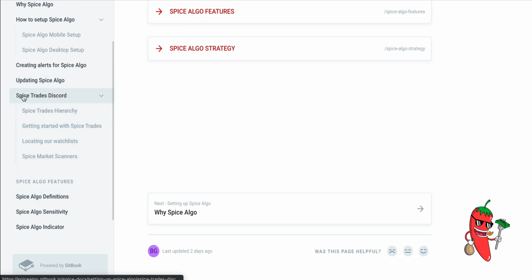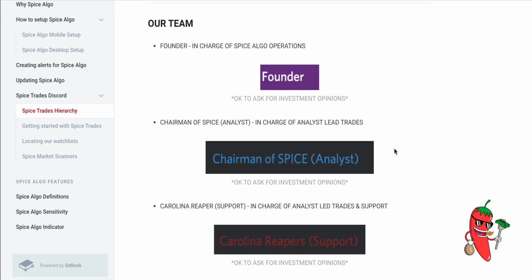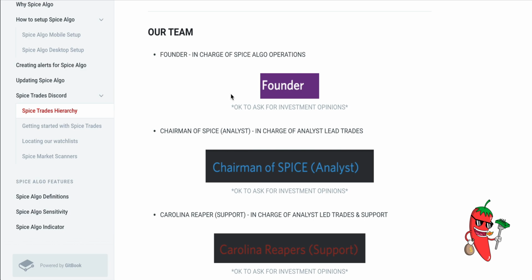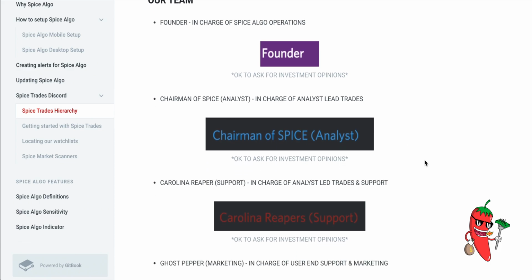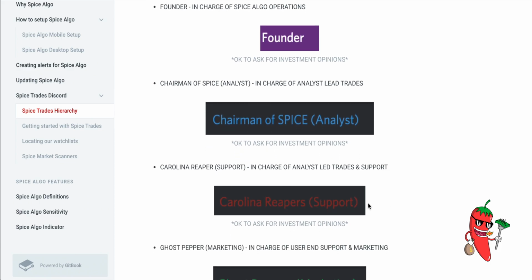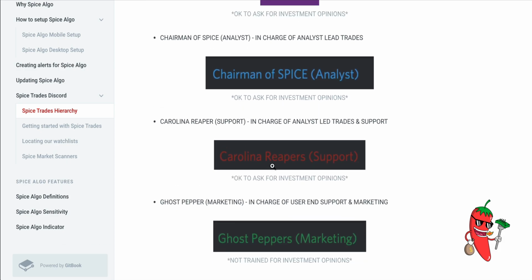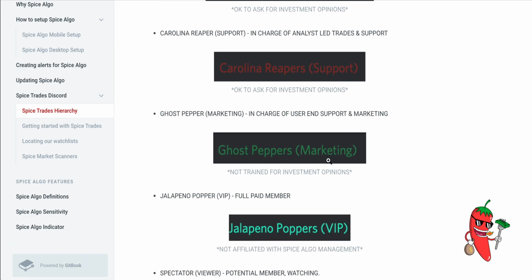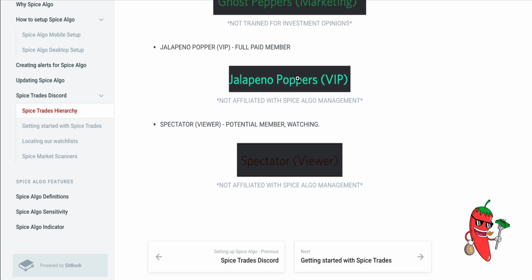But Spice Trades Discord and the hierarchy. This is very important because I feel like a lot of people don't know who is what. So I basically broke down who is what in our team. Founders, Blake and I. Analysts, that is like Syra, Tiffany. Anyone with the blue tag means they are an analyst. Anyone with the red tag means they are a support analyst. I did put an asterisk if they are okay for investment opinions. We also have some different colors, like the marketing team, they're not trained for investment opinions. And then I also put not affiliated with Spice Algo Management if you're a member or just a spectator or viewer. So that's pretty much what it is.